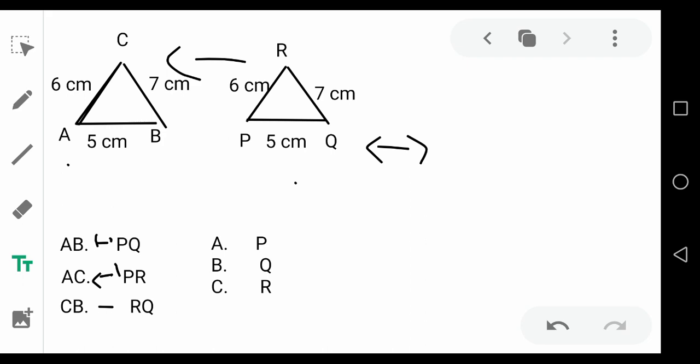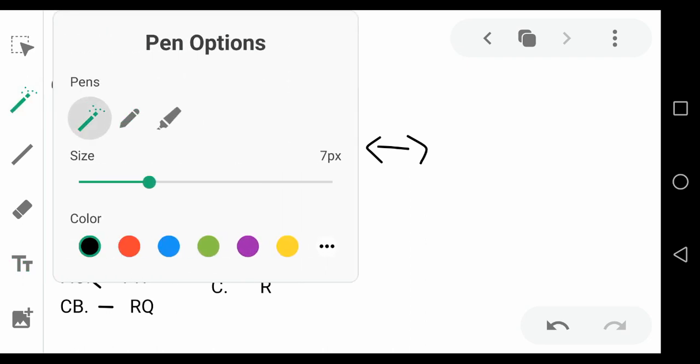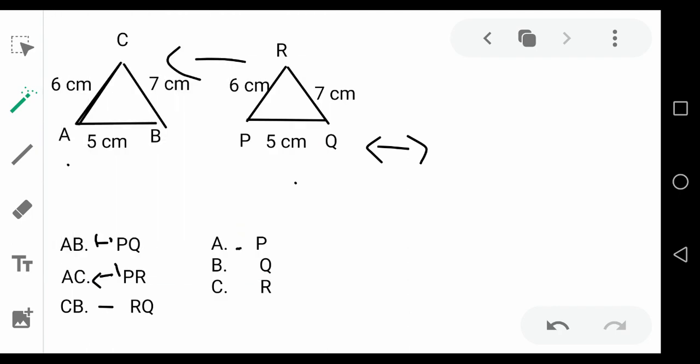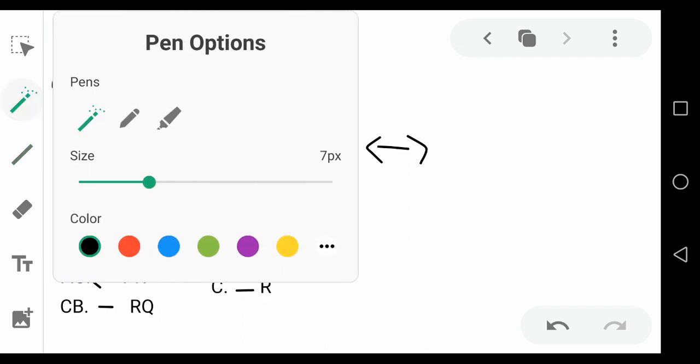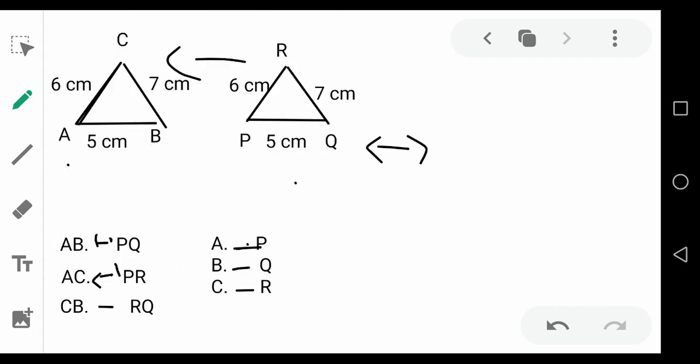Okay, now here also you have to put that correspondence sign. So we'll put just one line. Here also one line. Then you have to put one arrow mark, okay? So it will be like this. So this is what is correspondence. So A corresponds to P, B corresponds to Q, and C corresponds to R.